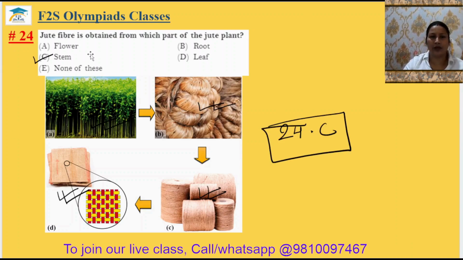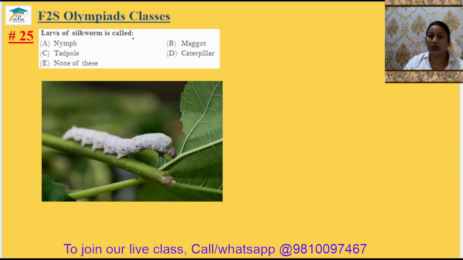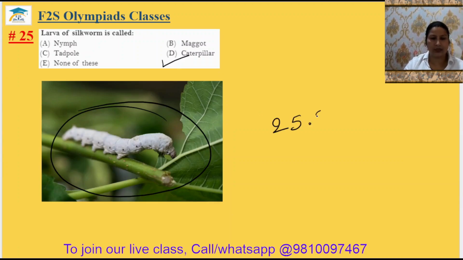Question number 25. Larva of silkworm is called as the caterpillar. Okay, nymph is the young one of a cockroach. Okay, tadpole is the young one of a frog. Okay, the answer will be option D. The 25th answer is option D.